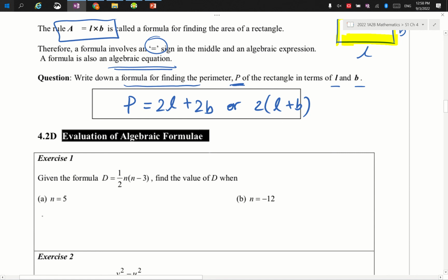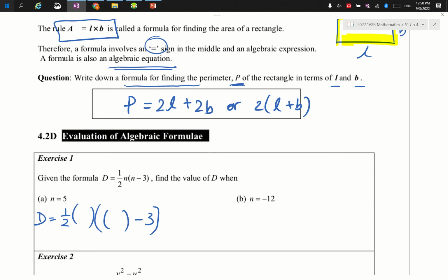So example over here, D, right? D equals to, I'm just copying only, D equals to half. And then it says n. No, I'm not going to write n. I'm going to draw a bracket for n. And I carry on copying first. Then there's an open bracket. And then another n. Oh, I'm going to draw another bracket for n. Then minus 3, close bracket. This is how I will start. Sometimes I end up with a lot of brackets but it helps me prevent careless mistakes.